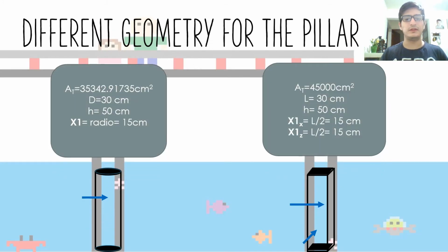For both the cylindrical and the rectangular prism, we consider the same height, depth, and length. However, the area slightly changed. With this measurement, the x1 has the same value on both geometries.